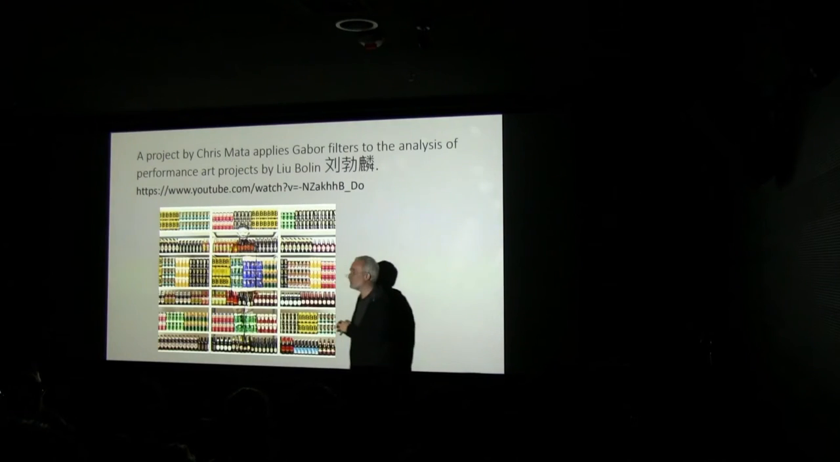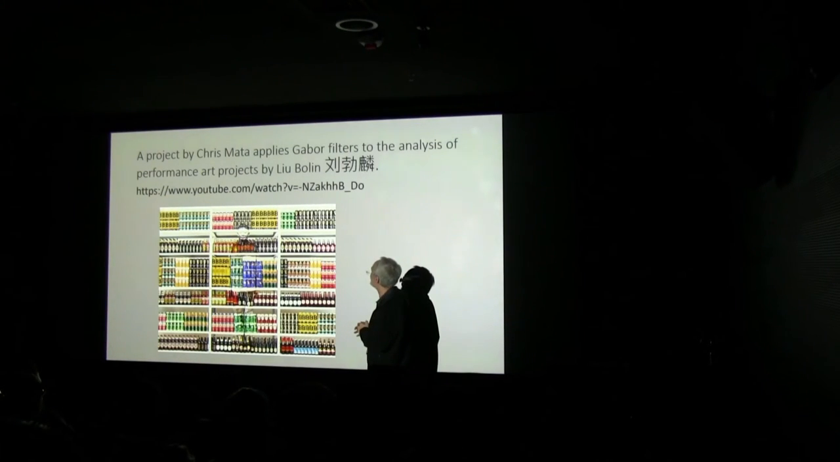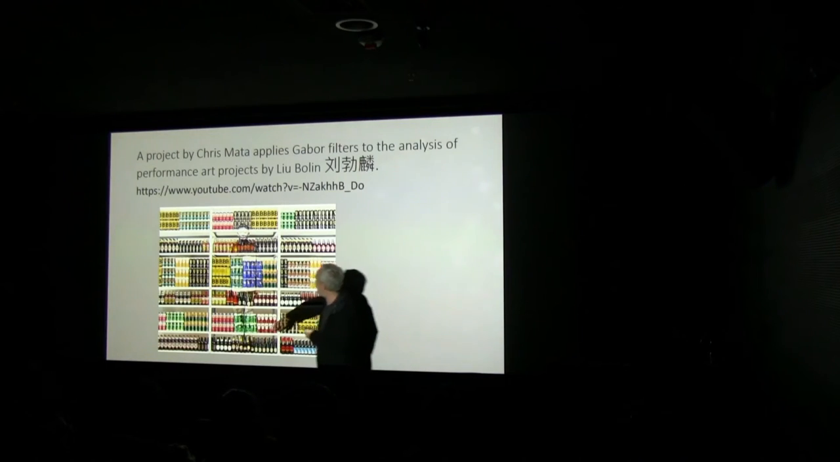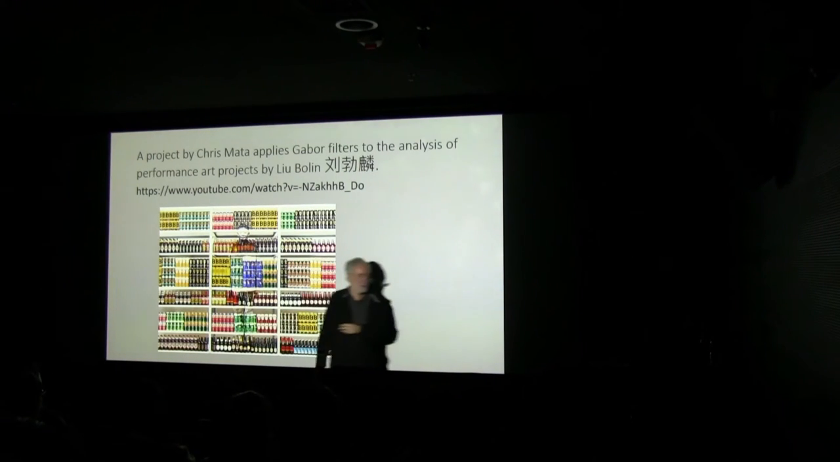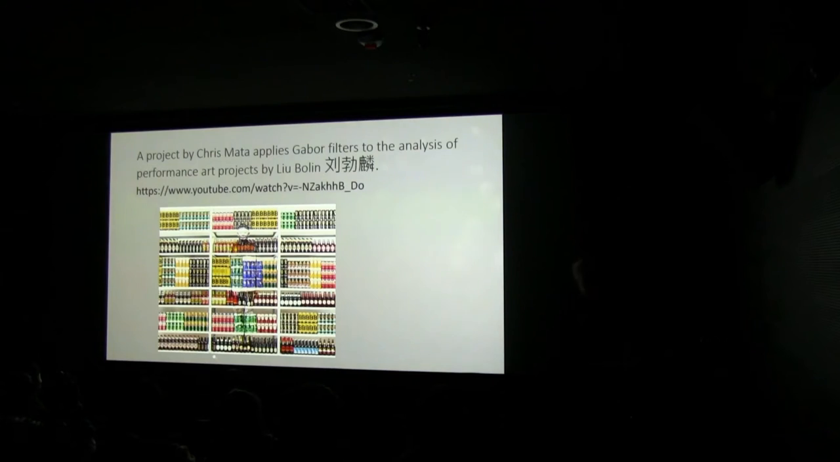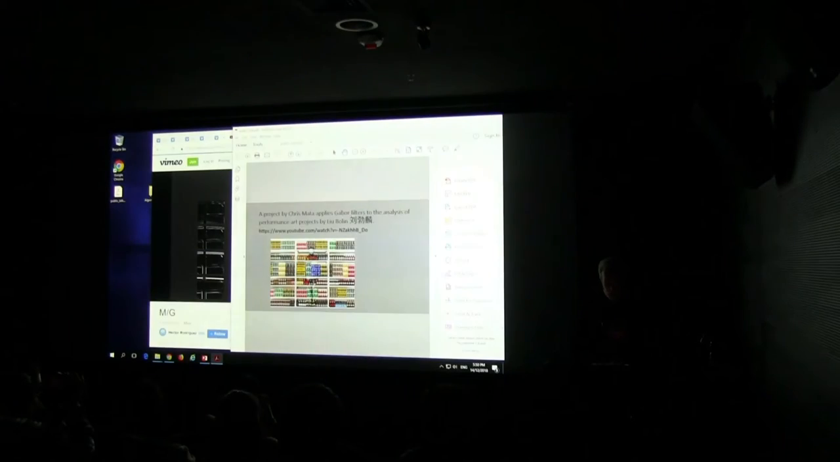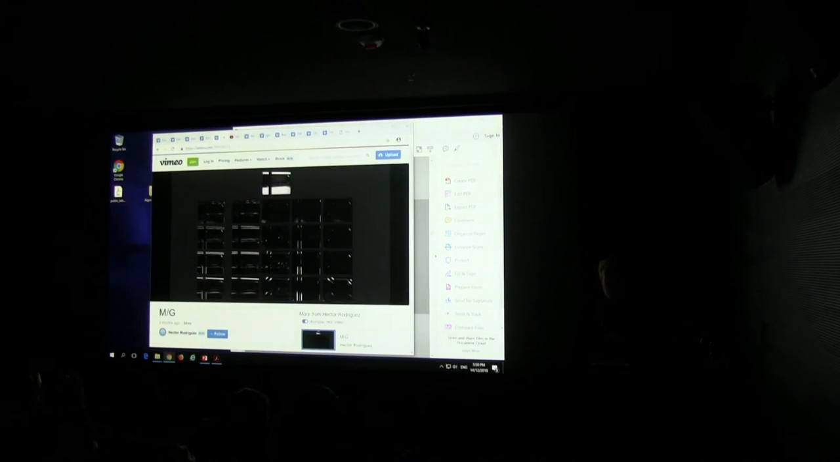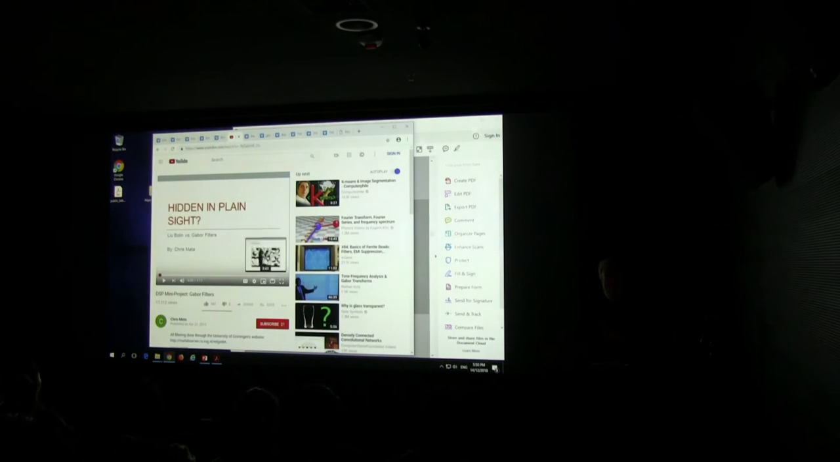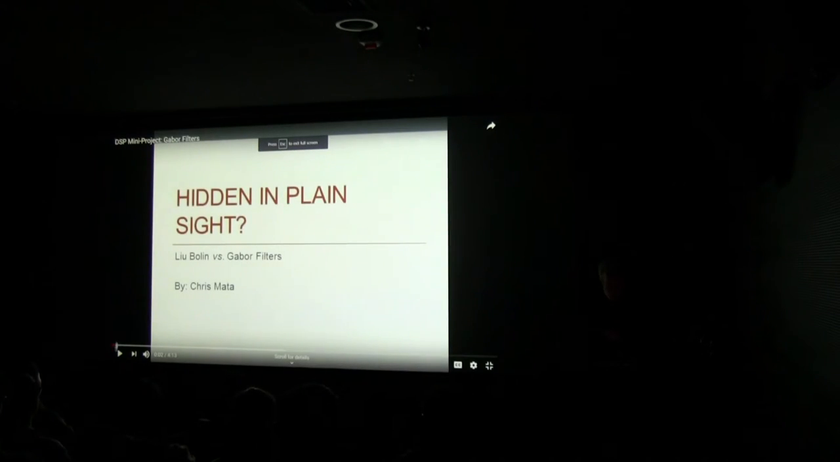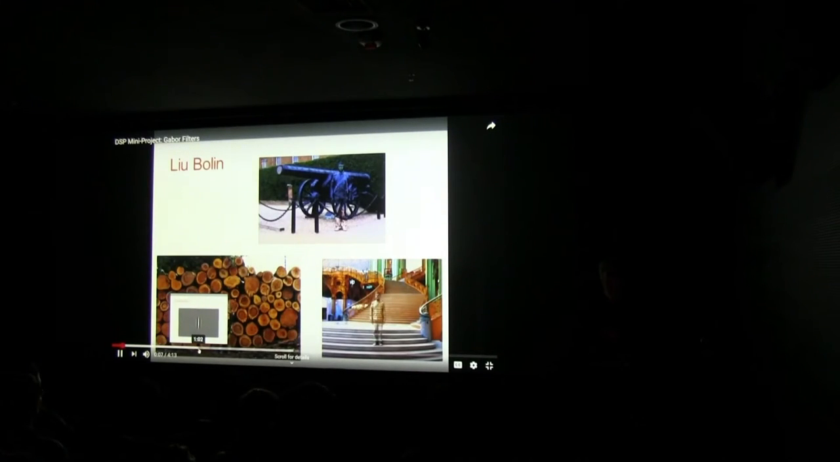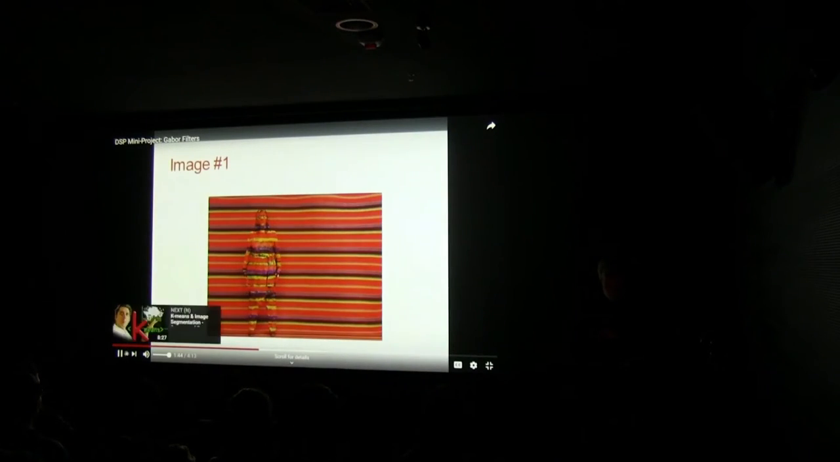Sometimes when students are looking for me, I feel like I want to do this as well. So you can see this is him camouflaging on the background. And this guy, Chris Mata, did a project trying to use this method, using Gabor filters to analyze some of his images. The SP Mini project is about Gabor filters and camouflage. Lou Bolin is an artist who paints himself into the background of his photographs in an attempt to camouflage himself. Image that I processed using Gabor filters.